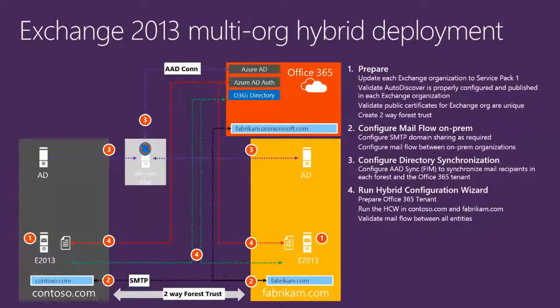Once you have done that, you run the hybrid configuration wizard, which will take care of setting up a hybrid configuration between Forest 1 and setting up a hybrid configuration in Forest 2. You run the hybrid configuration wizard, sorry, in each forest. It's not that you run it once in Fabrikam or once in Contoso and it will take care of both environments. You need to run it separately, okay?